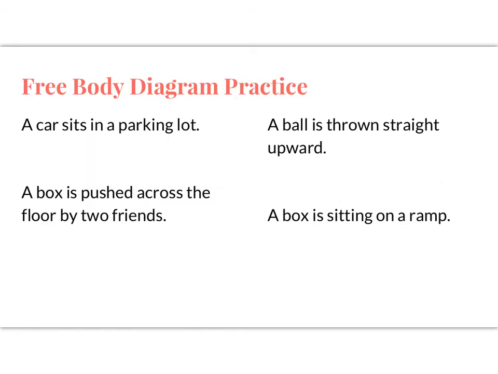Okay, so let's do some free body diagram practice. For the first example, a car sits in a parking lot. So I'm just going to draw my car. One thing I know that is present is my force of gravity. Now, if I go through my other forces, this car is sitting on something else, so we're going to have force normal. Now, you'll notice that both of my arrows are the same size, and that's because this object is sitting still. Everything is equal to 0.